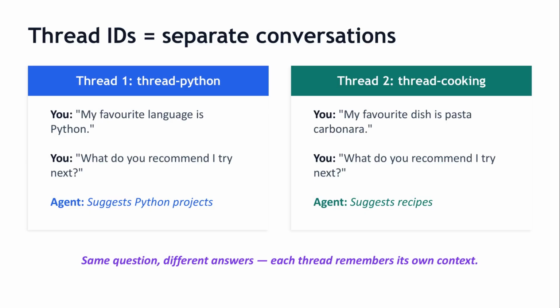Now let's talk about thread IDs. Think of a thread_ID like a conversation ID in a chat app. Same thread_ID continues the same conversation. Different thread_ID starts a completely separate one. Each thread has its own message history, totally isolated from the others. In a real application, each user would get their own thread_ID, and their conversations would never mix.